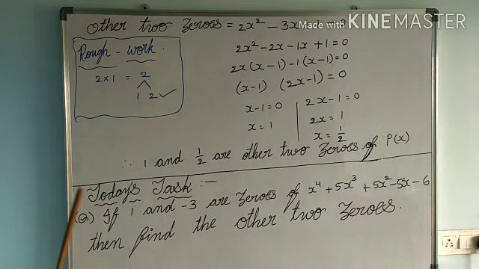So students, today's task is: if 1 and minus 3 are zeros of x to the power of 4 plus 5x cube plus 5x square minus 5x minus 6, then find the other two zeros.